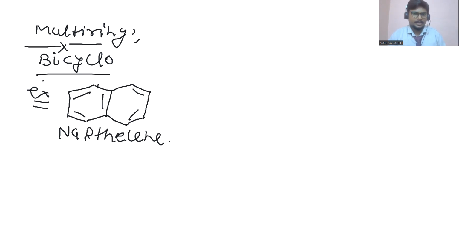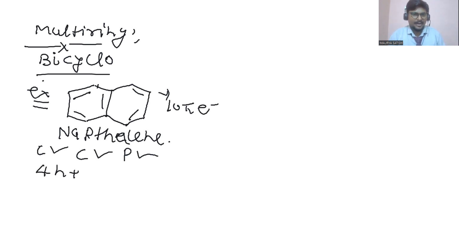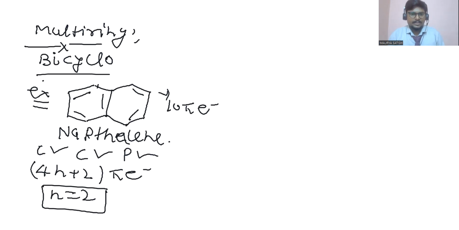So naphthalene. Let us see the aromaticity. First, cyclic, this conjugation. You can check pi, sigma, pi, sigma, pi, sigma, pi, sigma, pi, sigma, pi. So conjugation is also there. Planarity is also there. You have to check the total number of pi electrons: 6, 8, 10 pi electrons. That means it satisfies 4n plus 2 pi electrons. If you put n equals 2, you'll get the 10 pi electrons. That means this one is aromatic. Move to the next example.